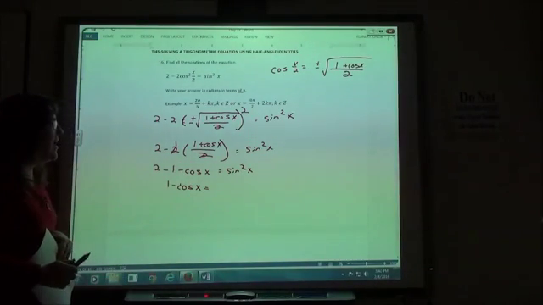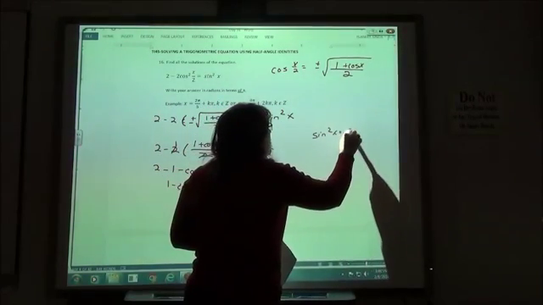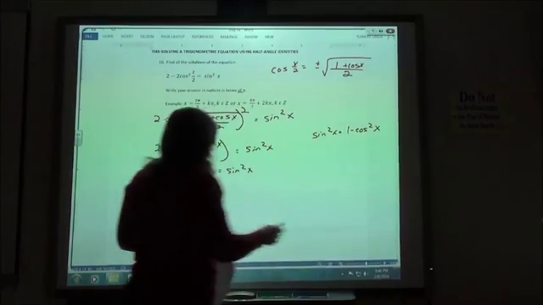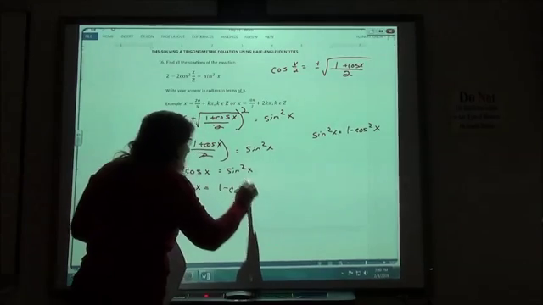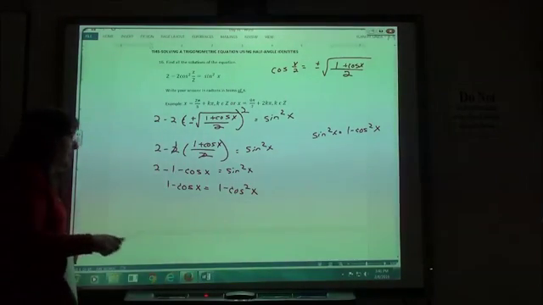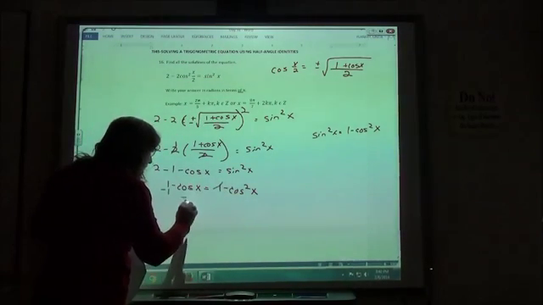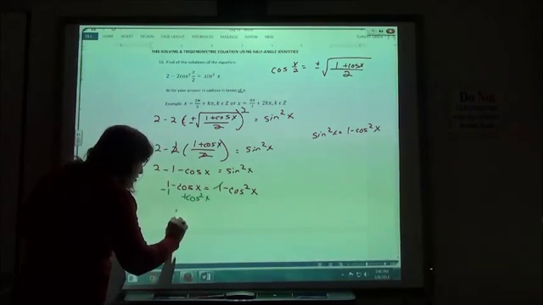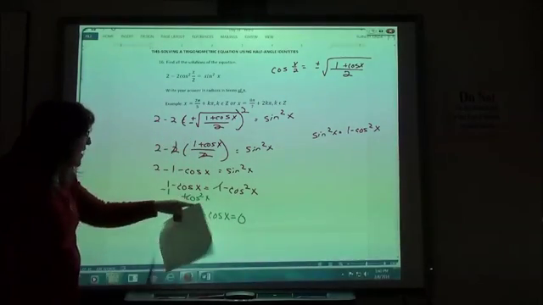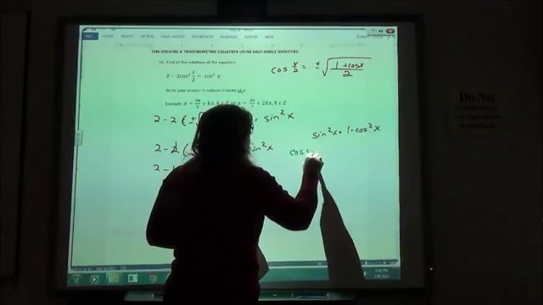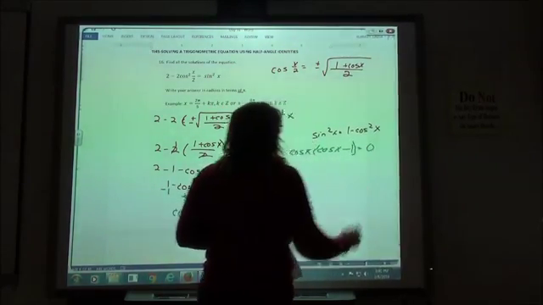Here, since I have sine squared of x, I want to use my Pythagorean identity. The sine squared of x equals 1 minus the cosine squared of x, so that I have the same units. So I have 1 minus cosine squared of x I can substitute in for sine squared of x. I am going to minus my 1, add my cosine squared of x. So I'm going to have cosine squared of x minus cosine of x equals 0. Factoring that, I would have cosine of x times (cosine of x minus 1) equals 0.